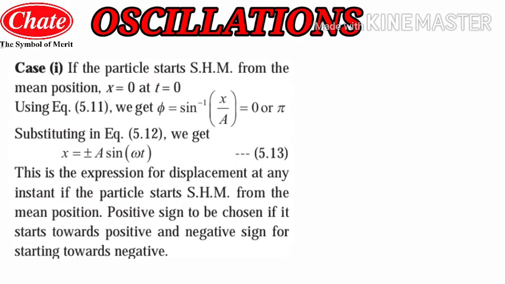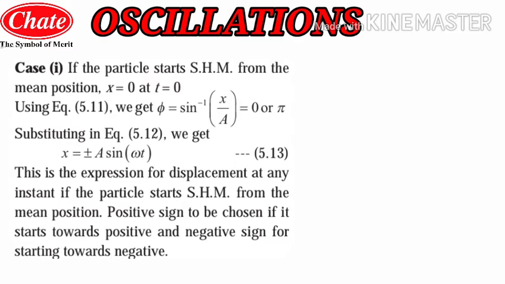If you put this condition in the equation, we get x is equal to a sine omega t, as the value of phi is 0 or pi. 0 means it starts from 0, and pi means 180 degrees, and 180 and 0 lie on the same line, so the equation will be x is equal to a sine omega t. This will be the expression for displacement at any instant.